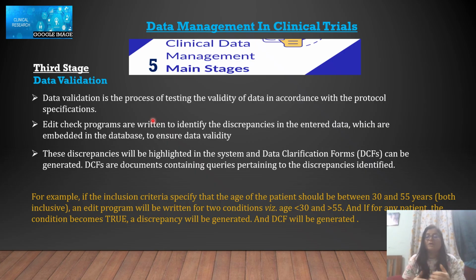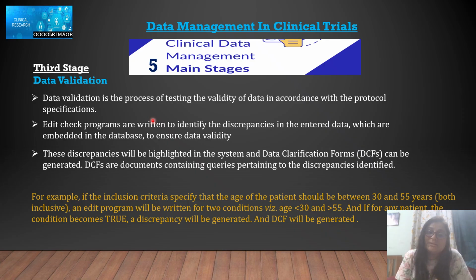So all the data should be according to the protocol. If we see any clinical trial which should be done between the age of 18 and the age of 55, are all participants between this age, or are some below 18, or some above 55? So how will we check?